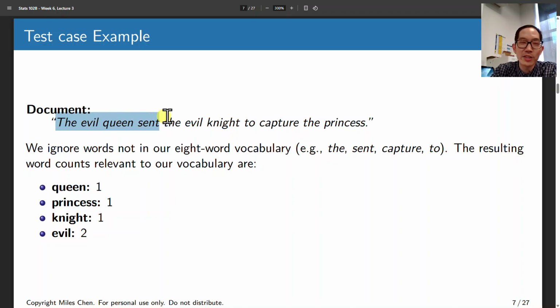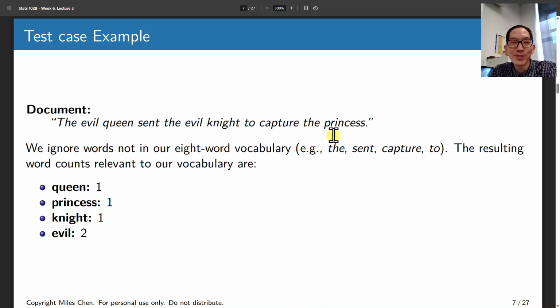Okay, so here is just a very simple example. Let's say our document says this, right? The evil queen sent the evil knight to capture the princess. Okay, so based on this, if you had to guess, is this from a chess or a fairy tale?